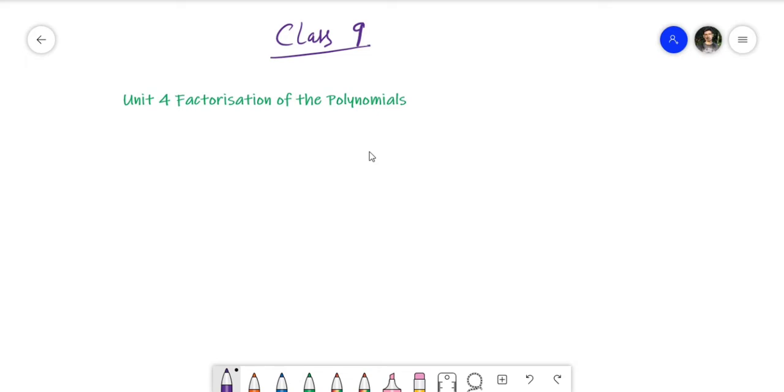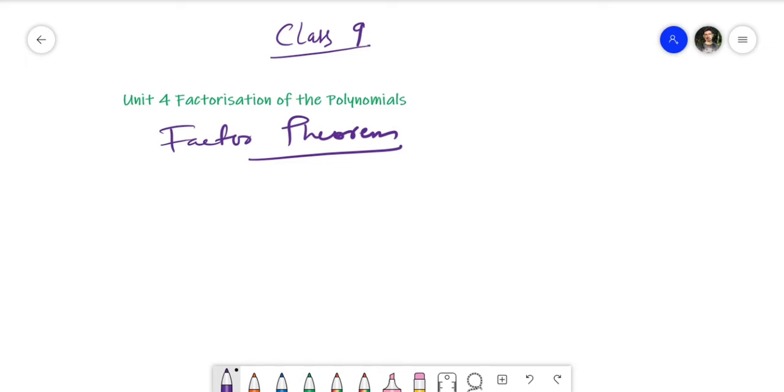It's the factorization of polynomials, and we have separated all the videos into smaller parts. So in this video we'll be talking about the factor theorem. Under this unit we'll also be learning about splitting the middle term using the factor theorem. So how do we do this? First of all, let's understand the factor theorem.